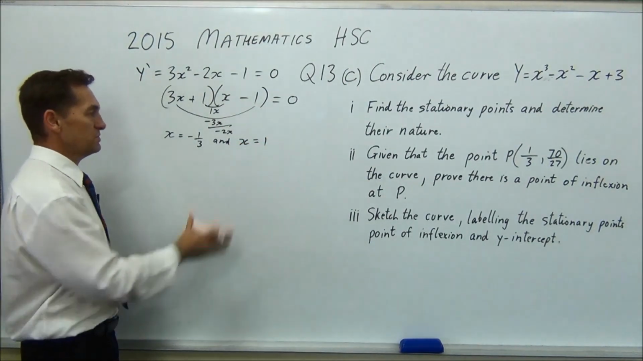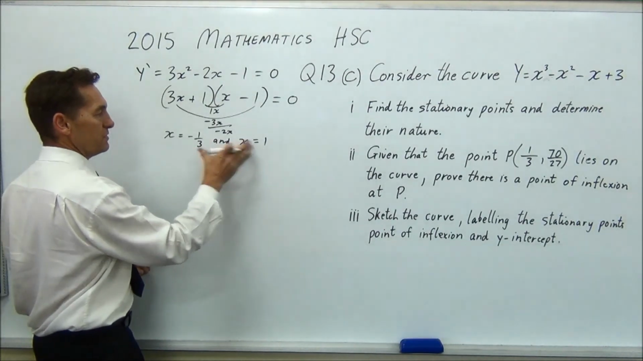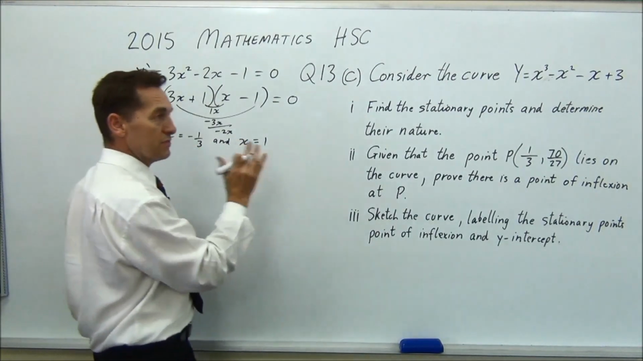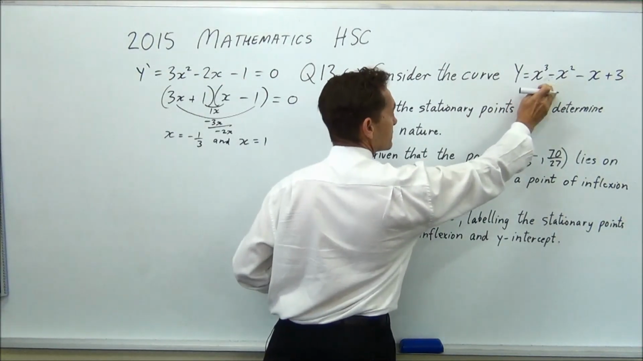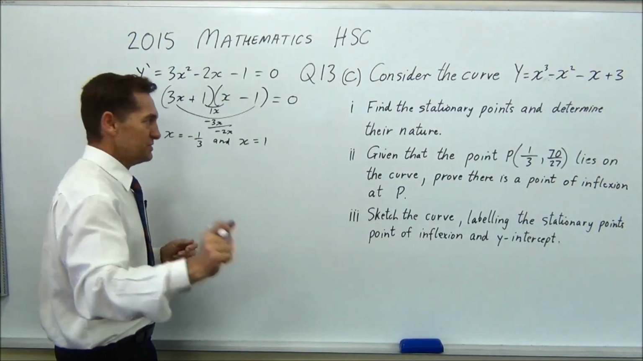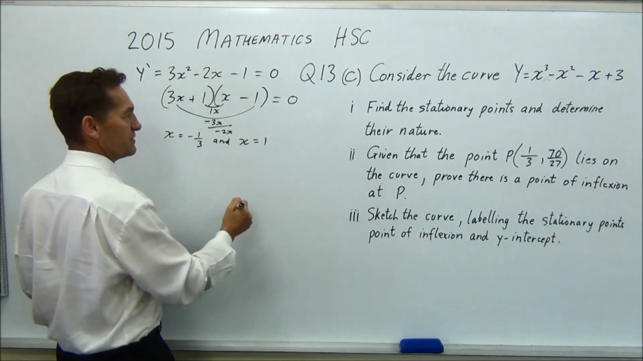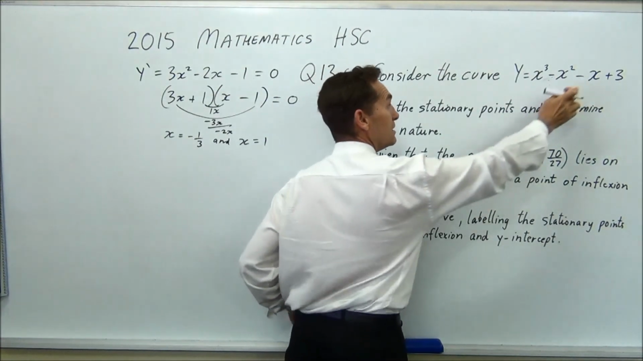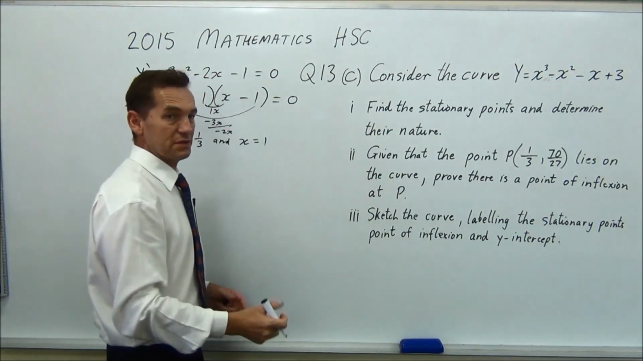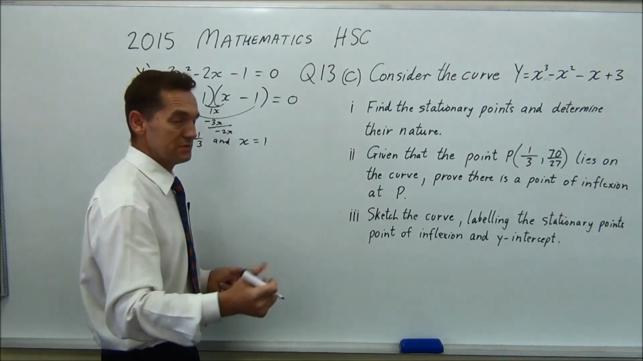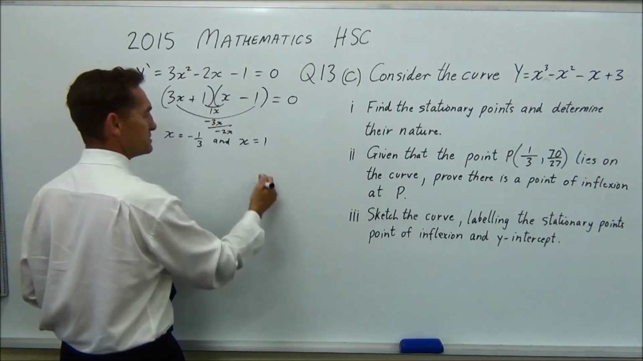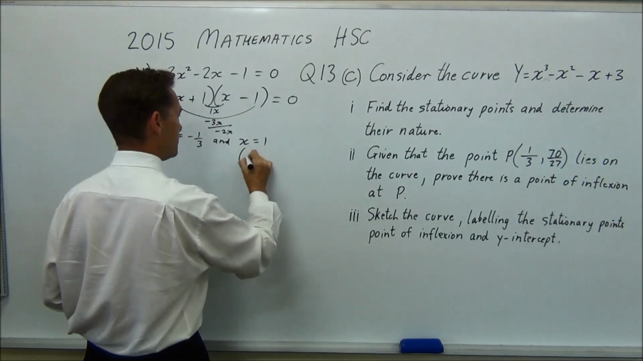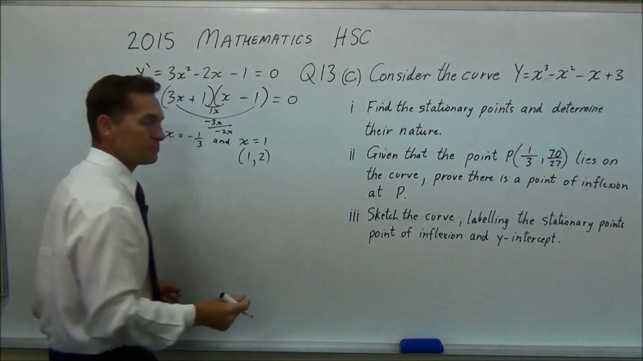Okay, so find the stationary points. All you're going to do is put each value, one at a time, back into there. Put the 1 in. So what do you get? 1, take away 1 is nothing. Take away another 1 plus 3. Well, take away 1 plus 3 is 2. So for x equals 1, your point is (1, 2).